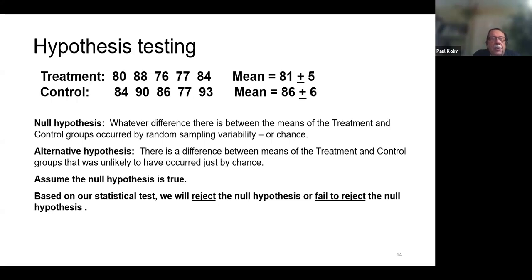So in the classical standpoint, statistics, we assume the null hypothesis is true. Then we do our statistical test, and then we're going to either reject the null hypothesis or we're going to fail to reject the null hypothesis. From the classical standpoint, you never say we accept the null hypothesis or we accept the alternative hypothesis. You either reject or you fail to reject the null hypothesis.